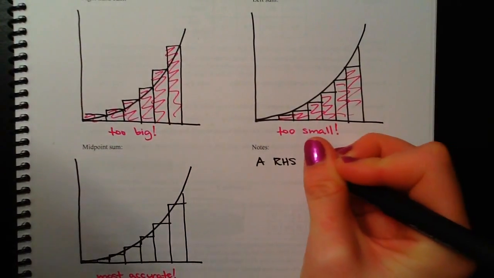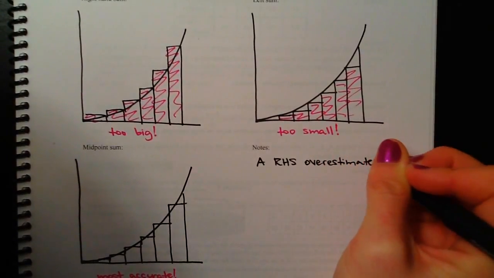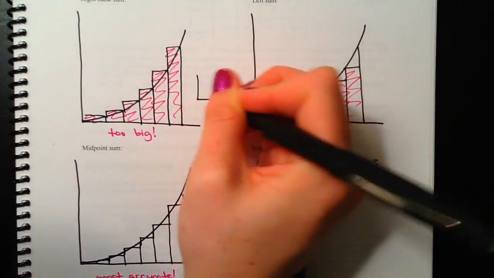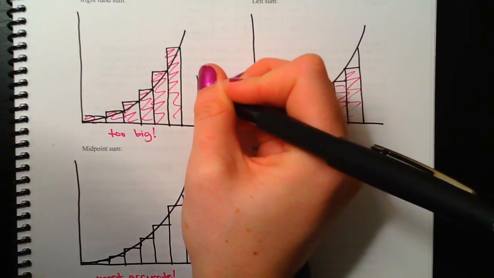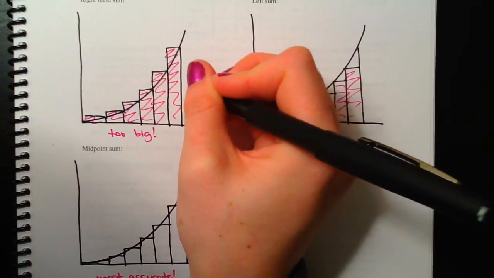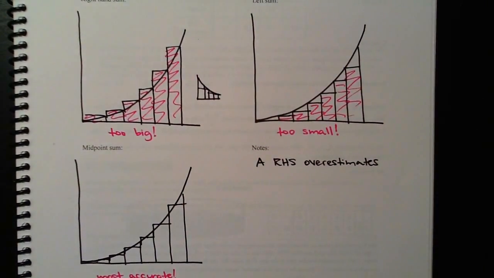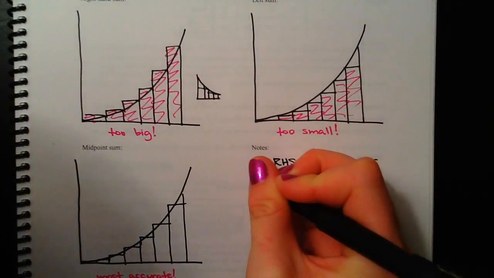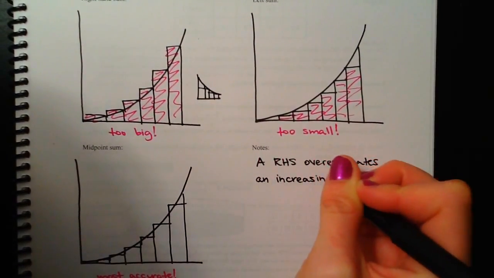So a right-hand sum overestimates if it's an increasing function, but if you flip the graph and picture what a decreasing function would look like, the right-hand sum would actually underestimate in that case. So it all depends on which you're trying to accomplish. Okay, so a right-hand sum overestimates an increasing function and underestimates a decreasing function.